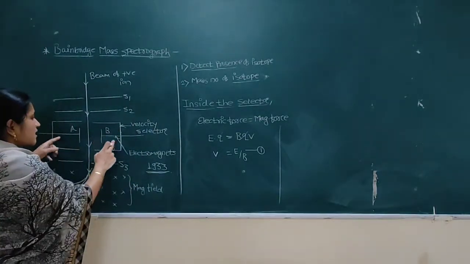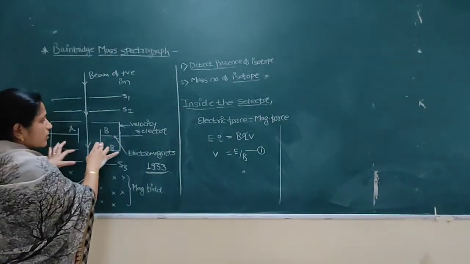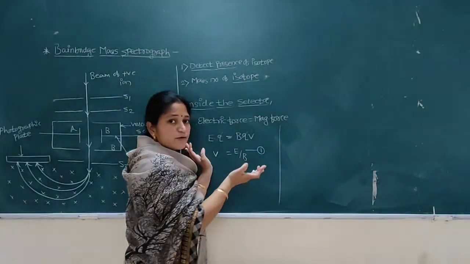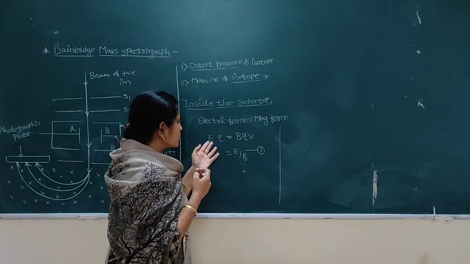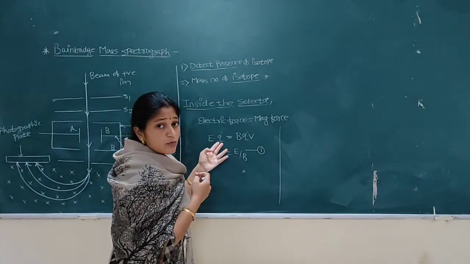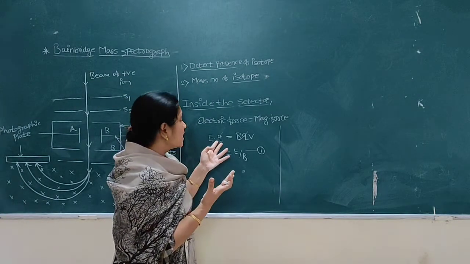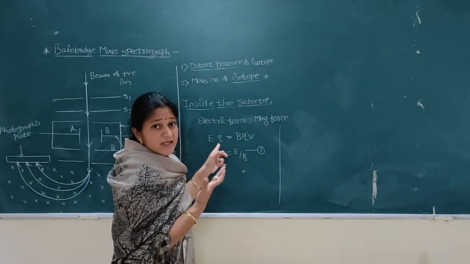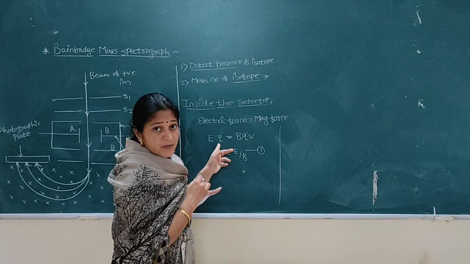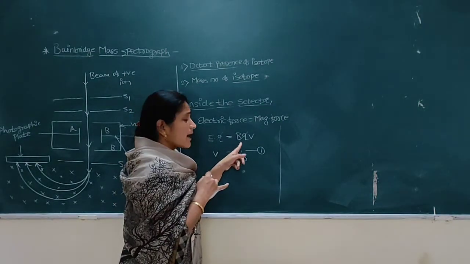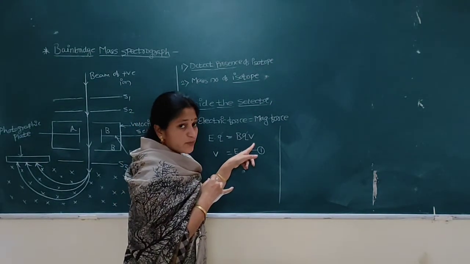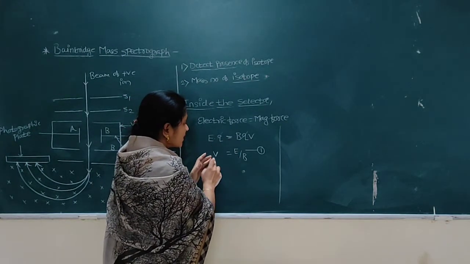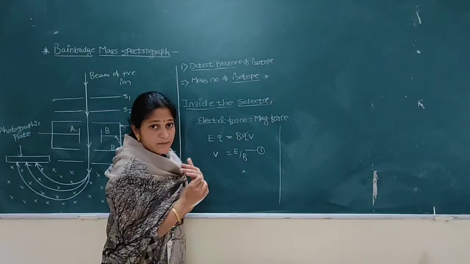Understood? Inside this chamber or cylinder, what happens? Electric force must be equal to the magnetic force. And electric force, we know, F is equal to E into small q, or E into small e. Small e or small q indicates the charge of the ion. Now here magnetic force is B q V. Now q will get cancelled. The remaining equation we can write as V is equal to E by B.